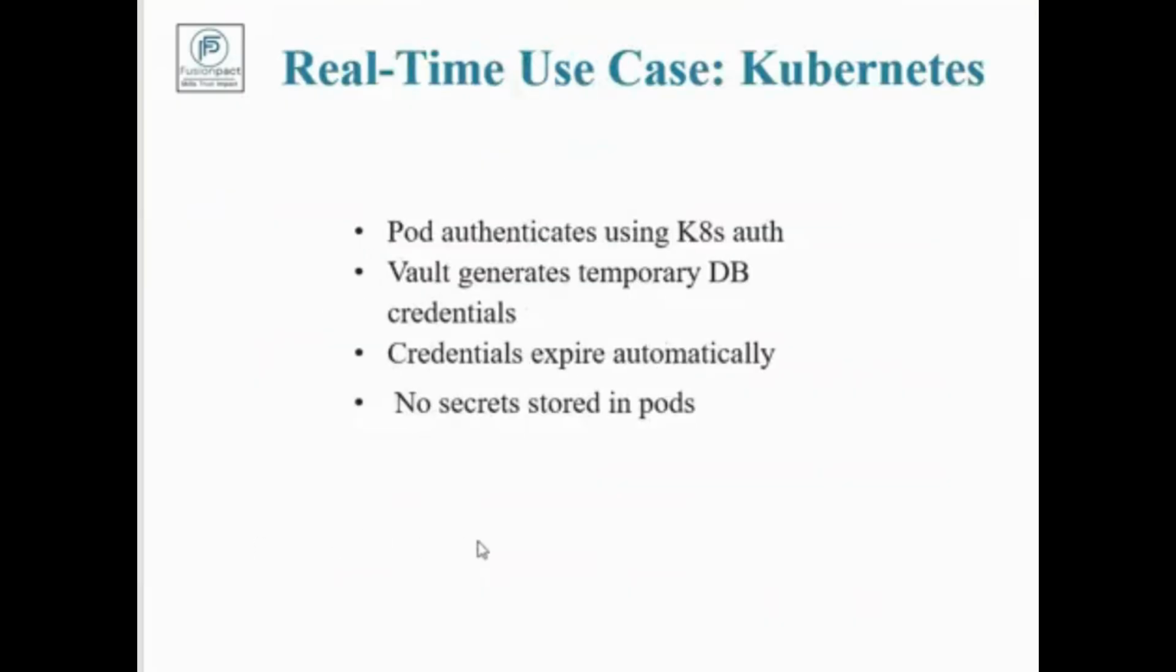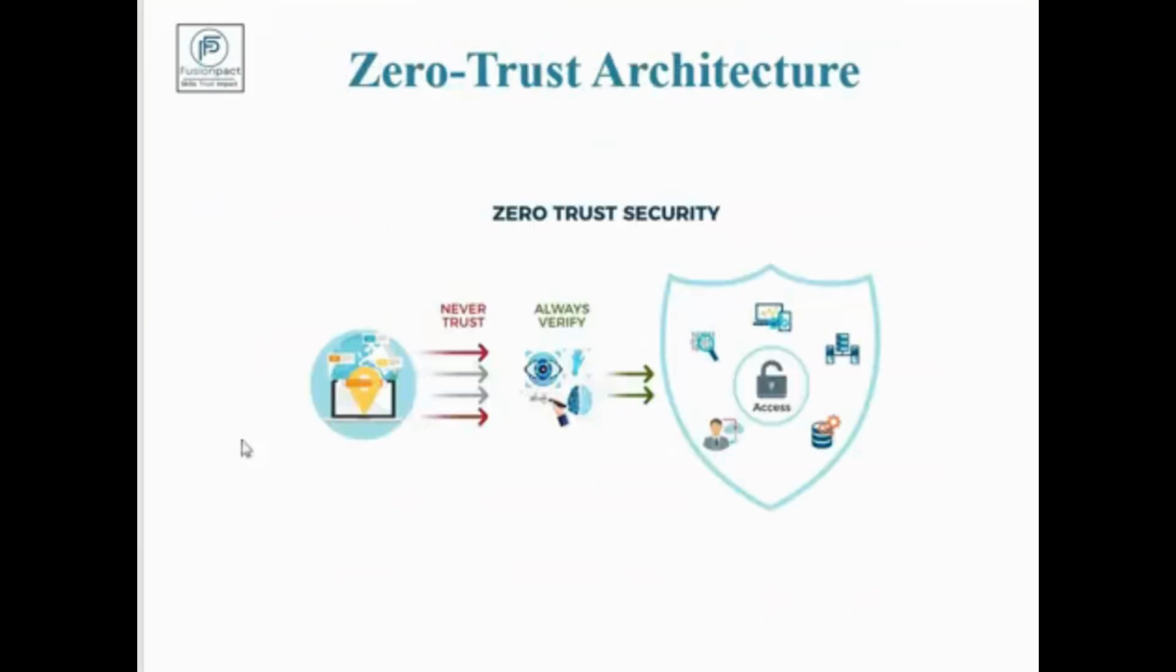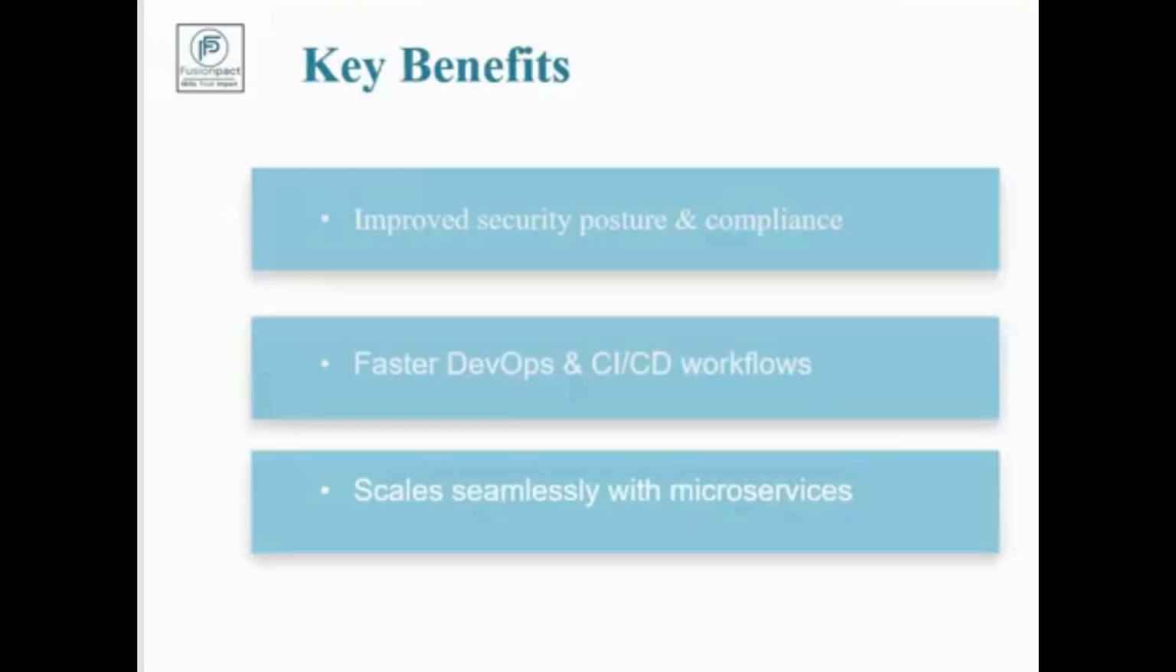Let me give a real-time example. In Kubernetes, a pod authenticates to Vault using Kubernetes authentication. Vault will generate temporary database credentials for the pod, and these credentials will automatically expire, and no secrets are stored in the pod. This follows the same zero trust secret approach I mentioned previously. In this architecture, it will never trust, it will always verify and identify the application before doing anything. And what are the benefits we are getting from this?